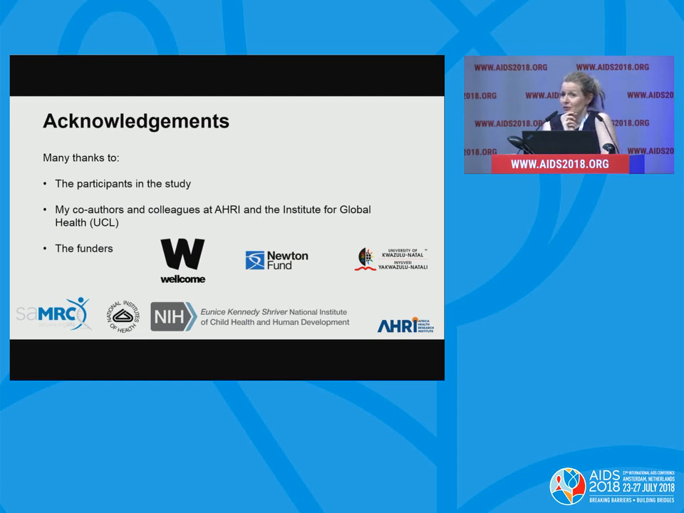Yes, so we are able to do that, and that's something we're in the process of doing now, particularly around age, because we believe in the area that young people are a key population, but I don't have that data available just yet.